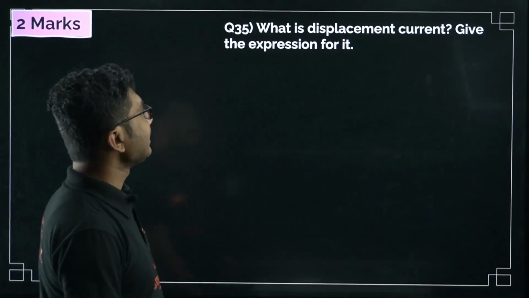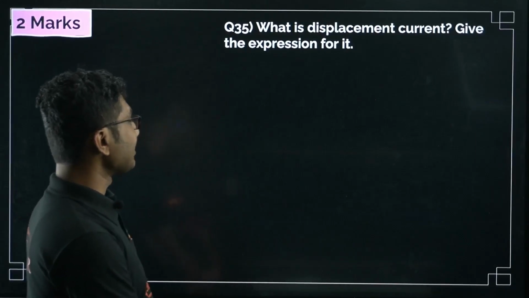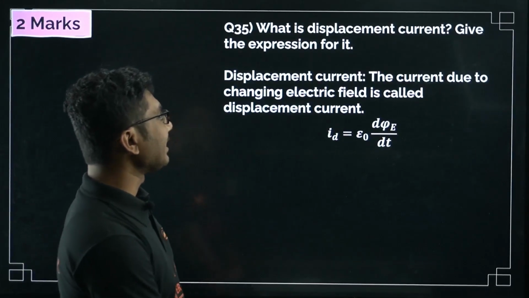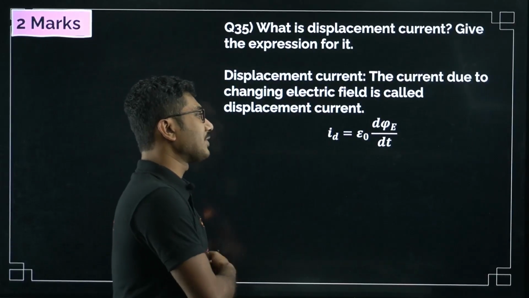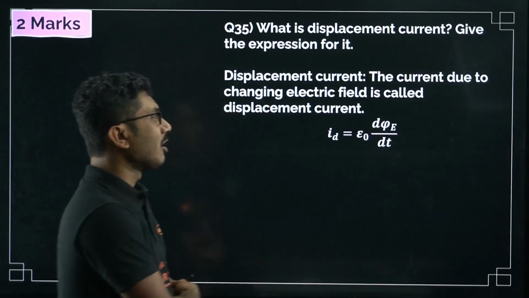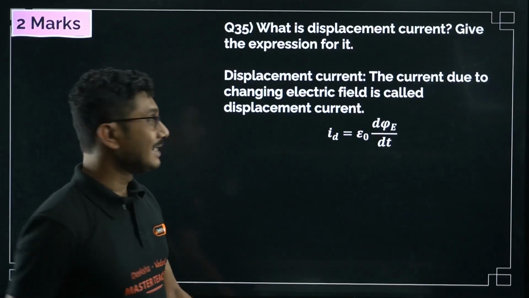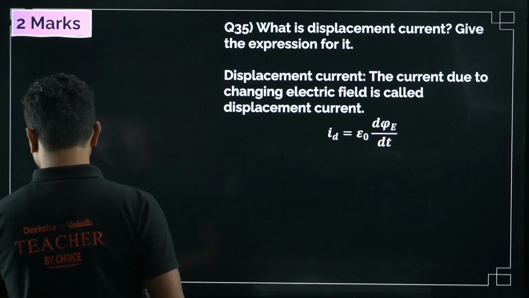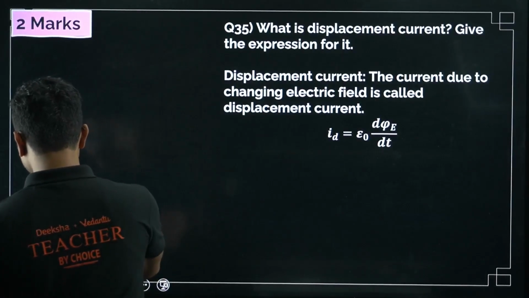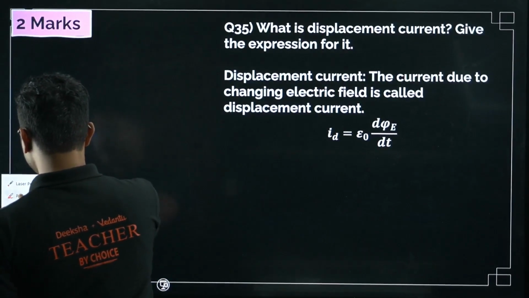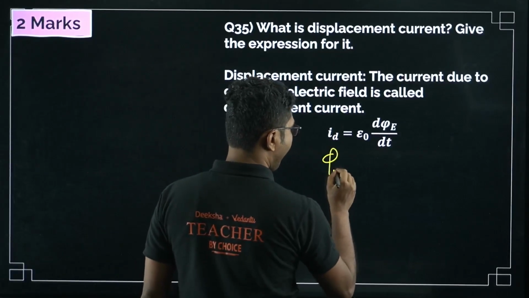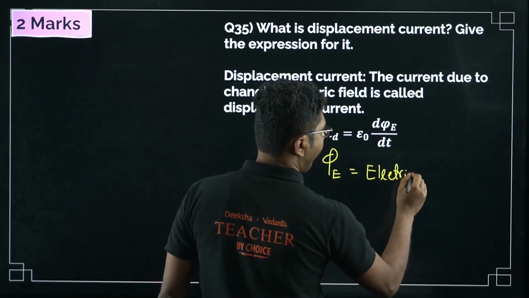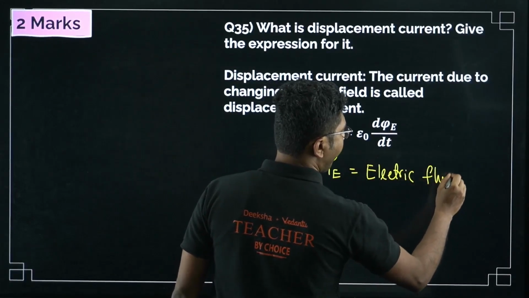Now next, what is displacement current? Give the expression for it. Displacement current is the current due to a changing electric field, and the expression is I_D equals epsilon naught d phi_E by dt. Here phi_E is electric flux.